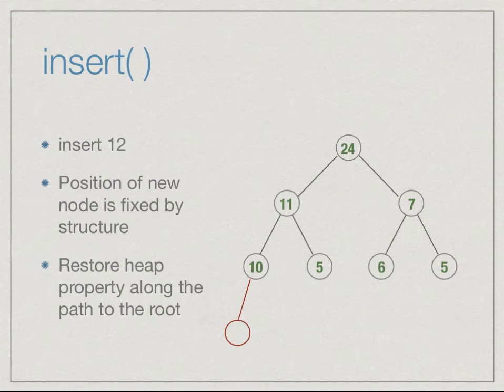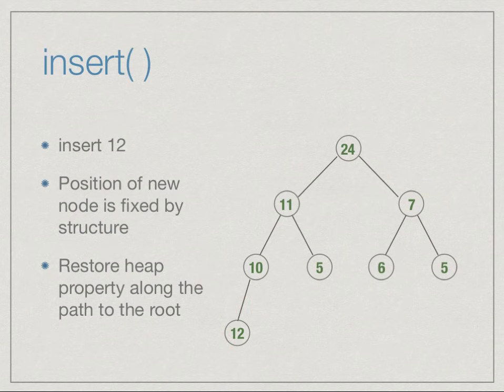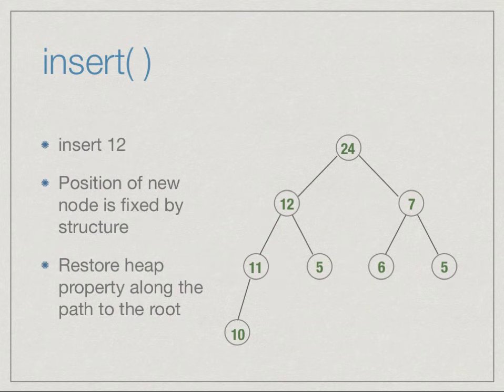So this is what we do. We first create the node. We put the new value into that node. And then we start looking at violations with respect to its parent. We notice that 12 and 10 are not correctly ordered, so we exchange them. Now this is a new node, so we have to check whether it is correctly ordered with respect to its current parent. So we look and we find that it is not. So again we exchange these.